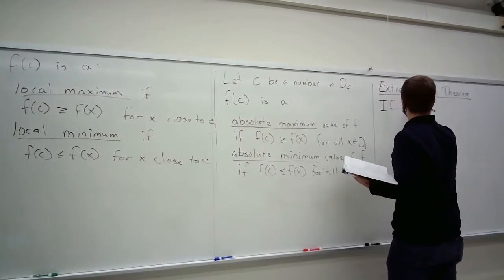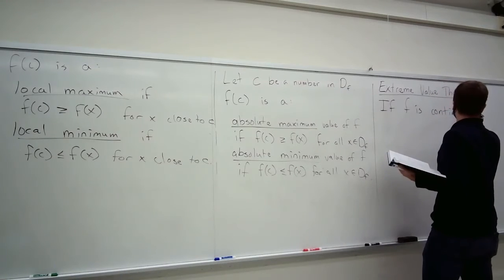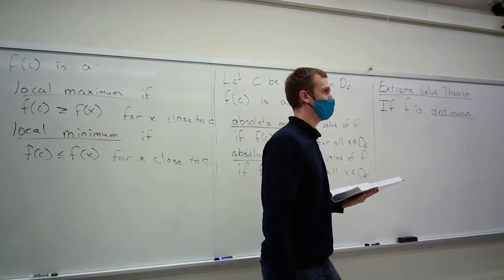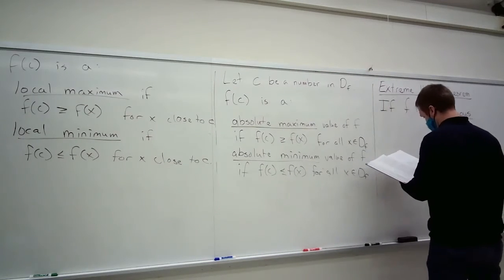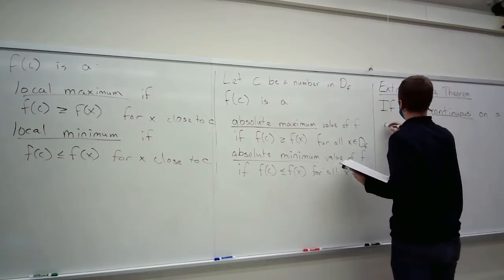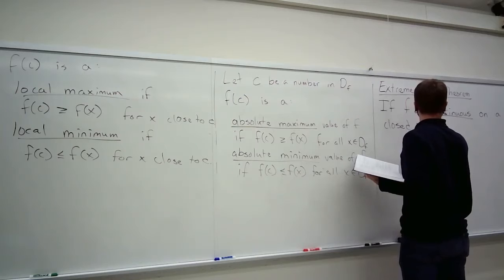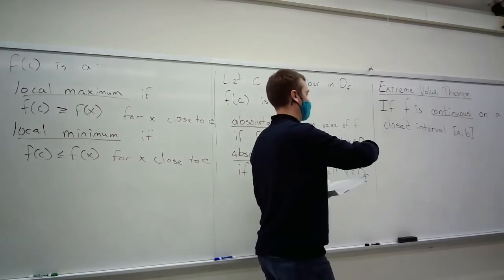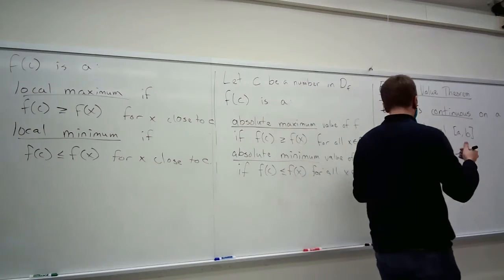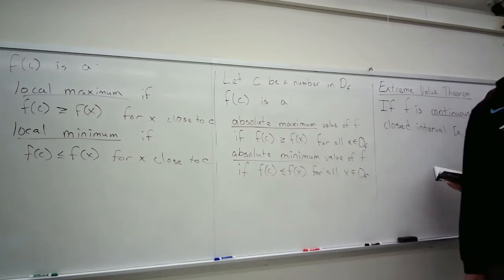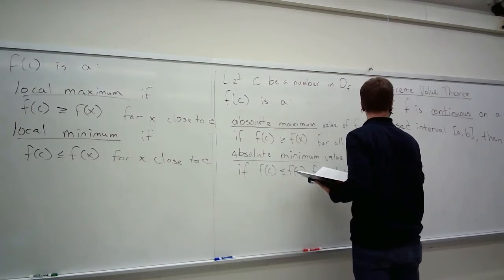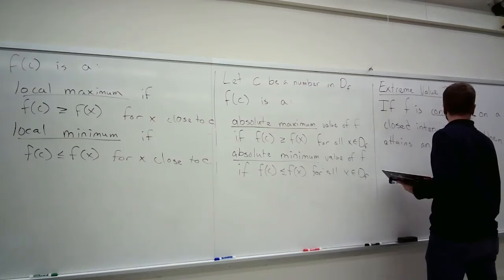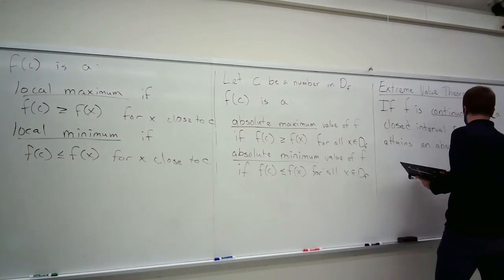If f is continuous, you remember what that means? Based on limits, remember what that means? If f is continuous on a closed interval from say a to b, closed means these brackets are like that. And that means we have a and we have b included in that interval. Then our function attains or achieves an absolute maximum. We saw that over here.